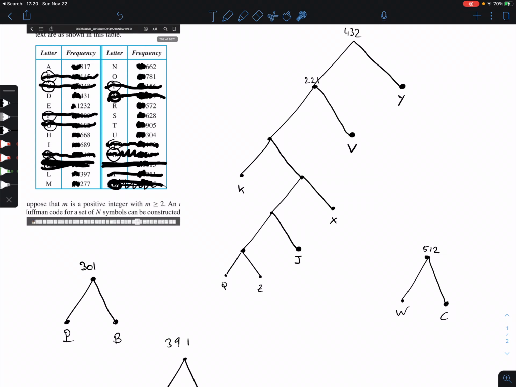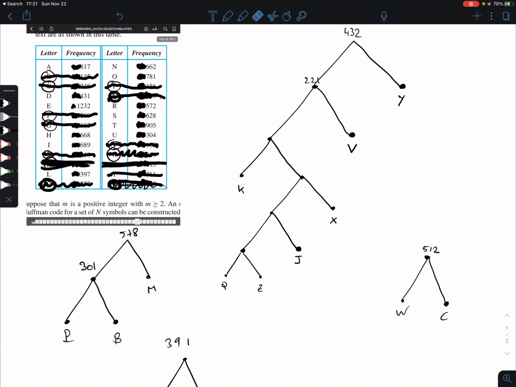So I'm going to do M, and M is slightly less frequent, so M will go here, and then this will become, what am I doing? 301 plus 277 is 578. M and right, there's only one. Yeah, I got a little bit confused here.